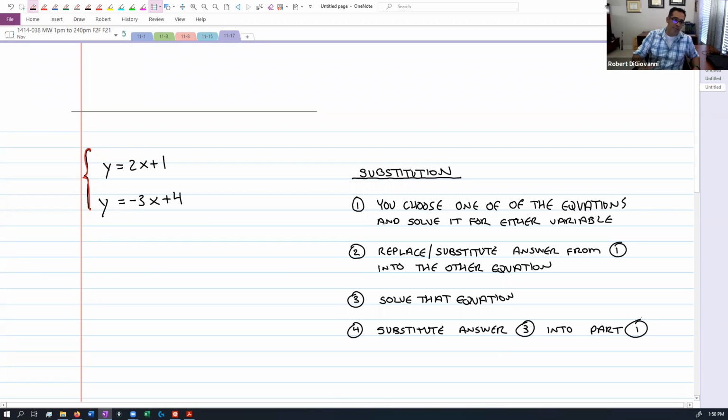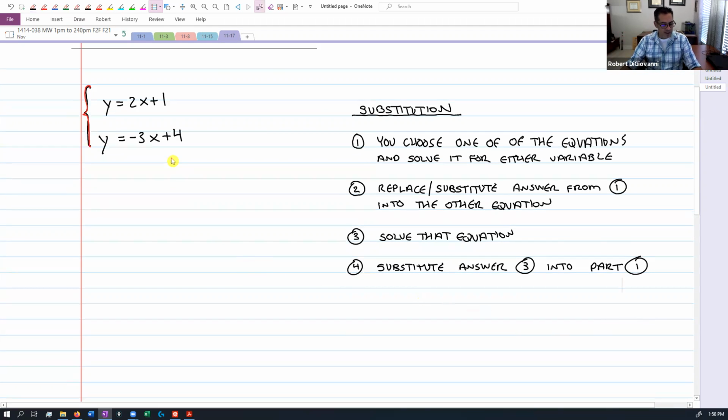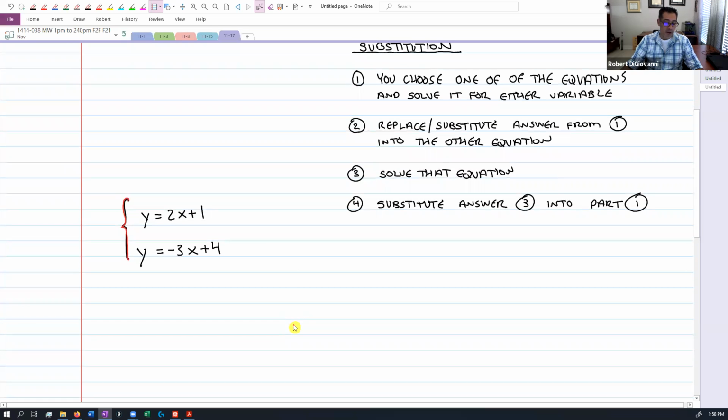Like I said, when I write the steps out, it seems weird. Let's just do it, all right? And when we do it, it'll make hopefully a little more sense. So I'm looking at the system of equations, and I need to pick one of these equations and solve it for one of the variables. The good news is that both equations are already solved for y. So there's really no bad way to do this. I'm just going to pick the first equation and solve it for y, which it already is. So I'm done with step one.